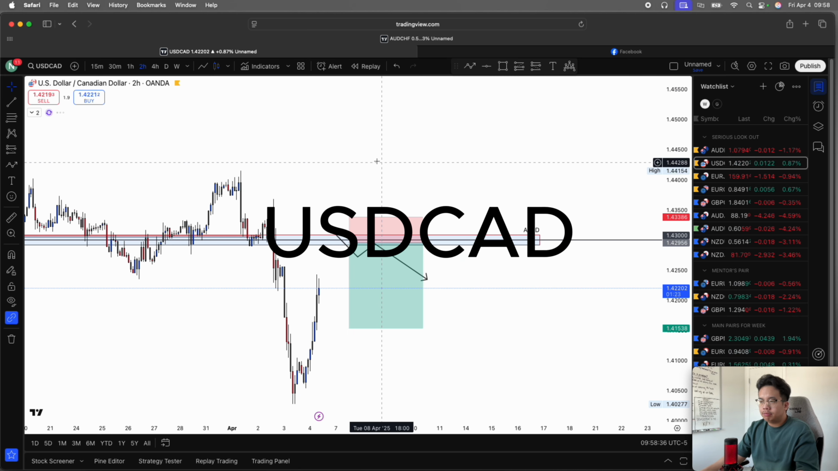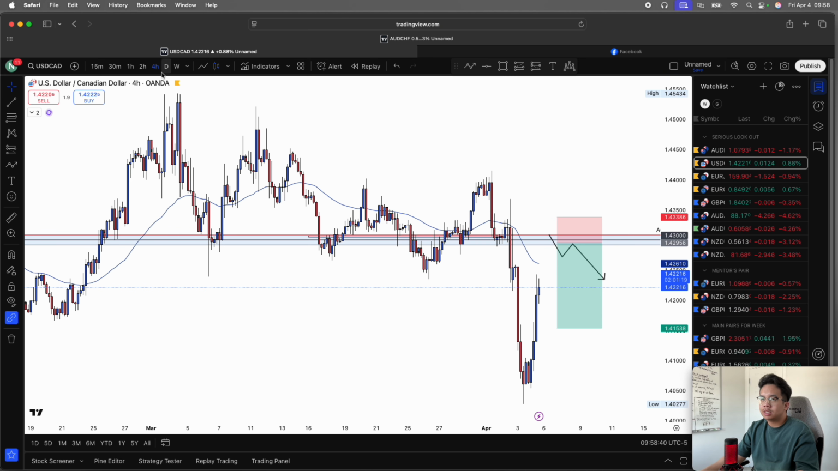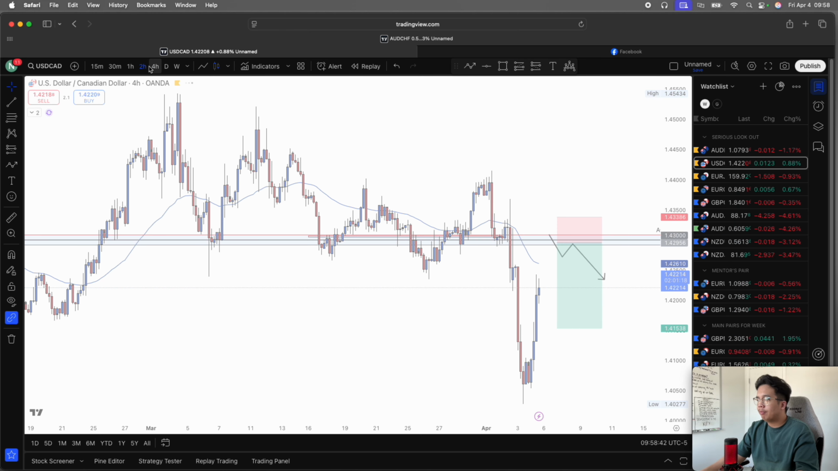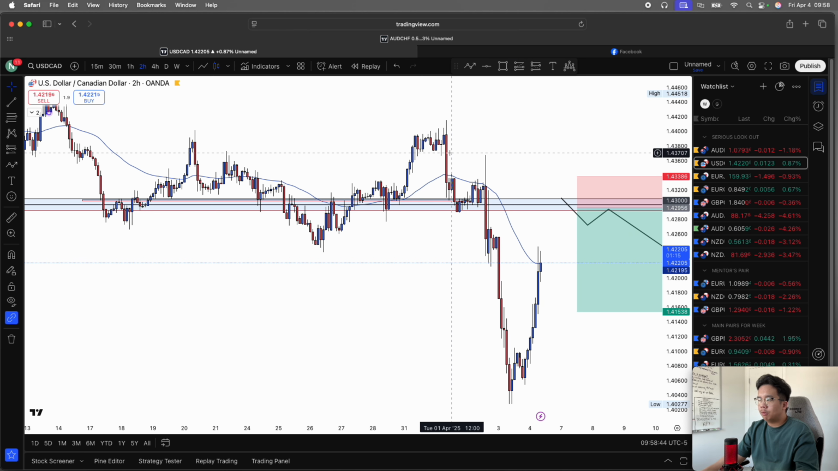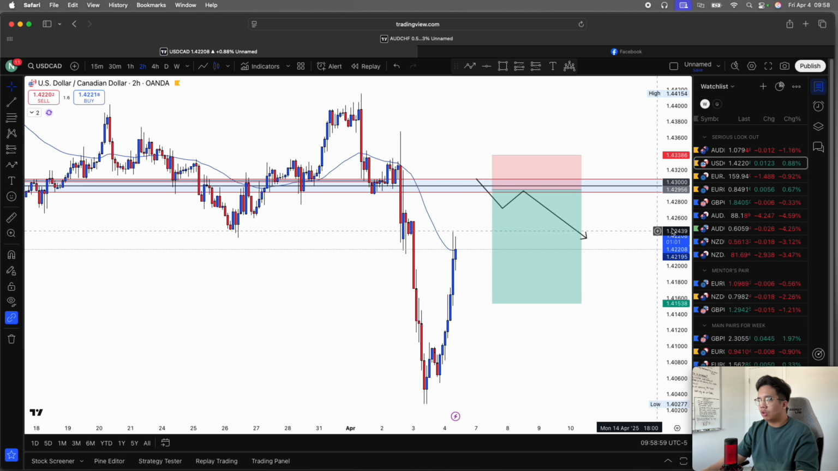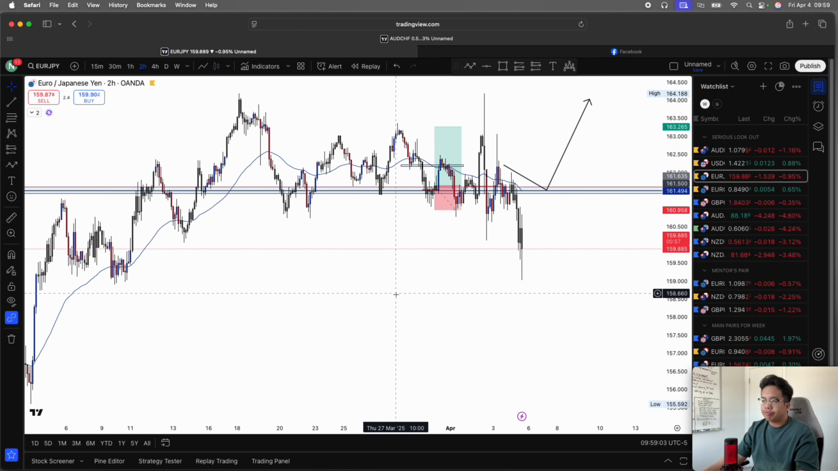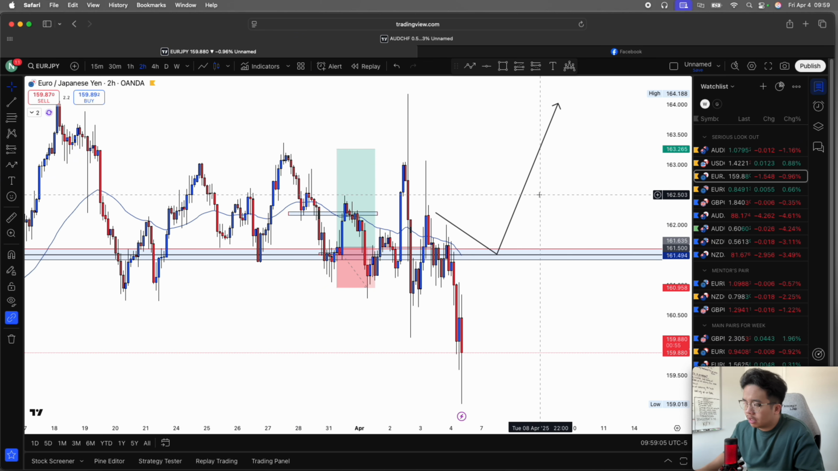And then USD CAD, we didn't enter this trade, same thing as the AUD and NZD. I was looking for the price to pretty much break below, retest, and then go to the downside. It went to the downside, but we didn't get a retest on this area of interest where we're looking to enter.